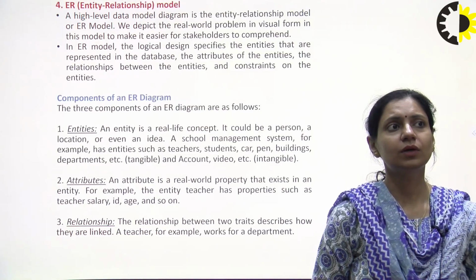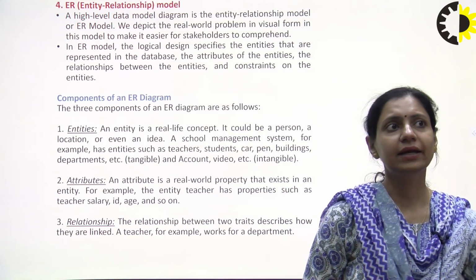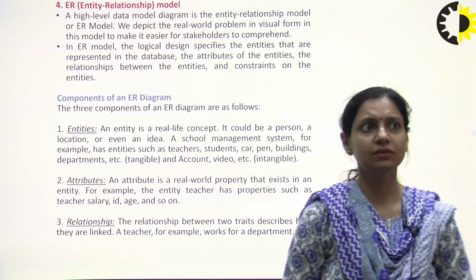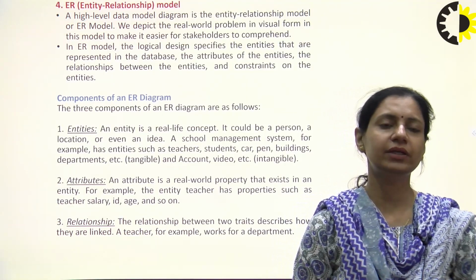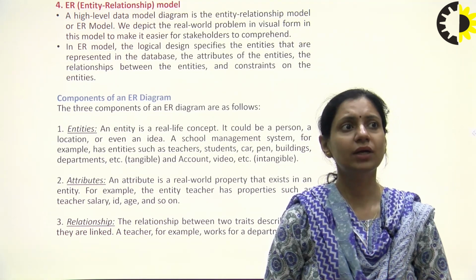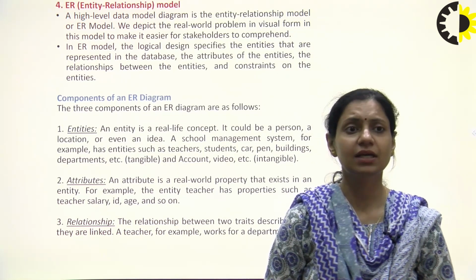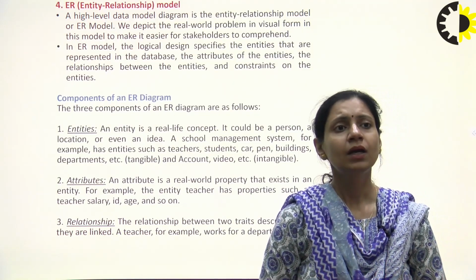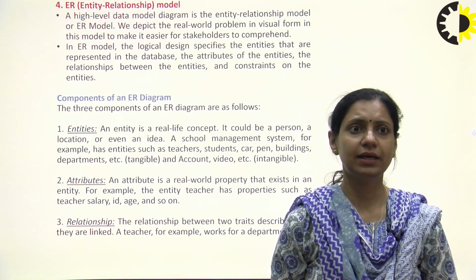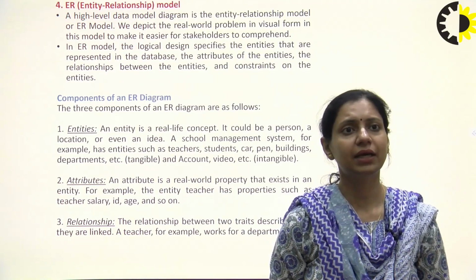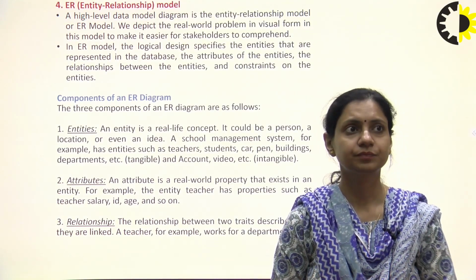So coming to what an ER diagram is. ER diagram is basically a model which shows the relationship between different entities. Now, what are these entities? Entities are the real world objects which exist, which we can see, or even there are some intangible objects that can be an idea which has some properties.